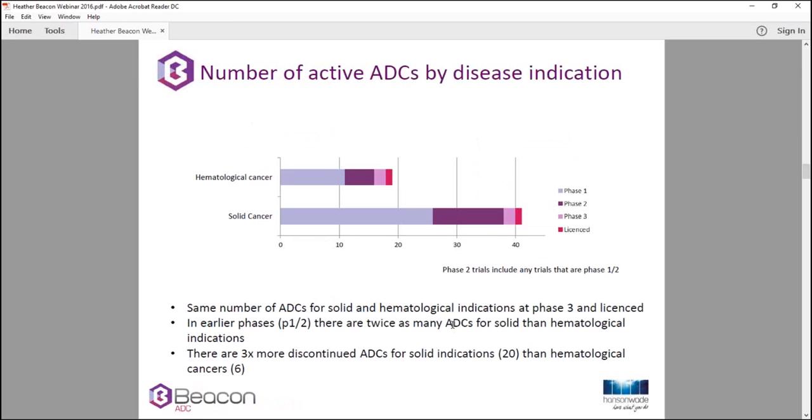Also of note is that there are 3 times more discontinued ADCs for solid indications. So we've got 20 different ADCs that have been discontinued for solid tumours and 6 for hematological cancers. And this indicates that whilst there's a tremendous effort in identifying different ADCs and starting new ADCs into the clinic, some will work and others won't, and you know, the space is still very competitive.